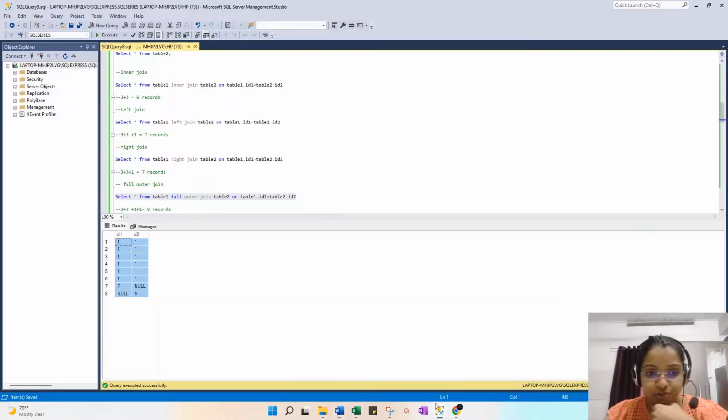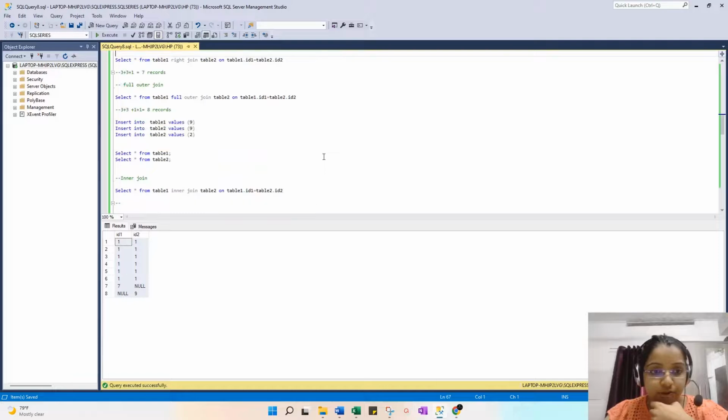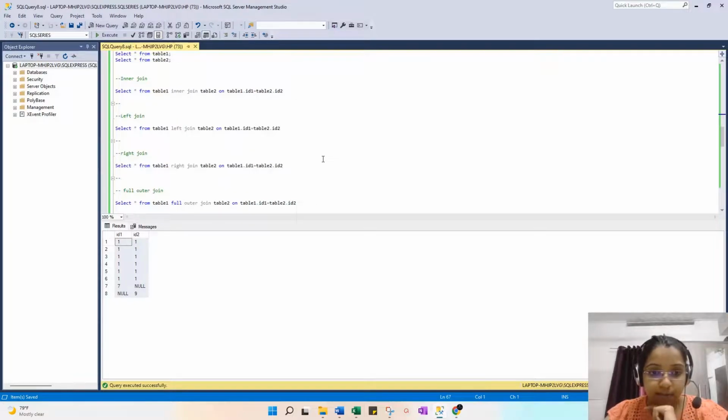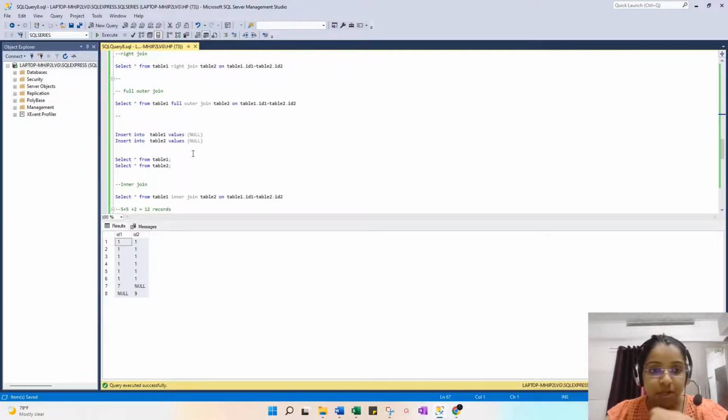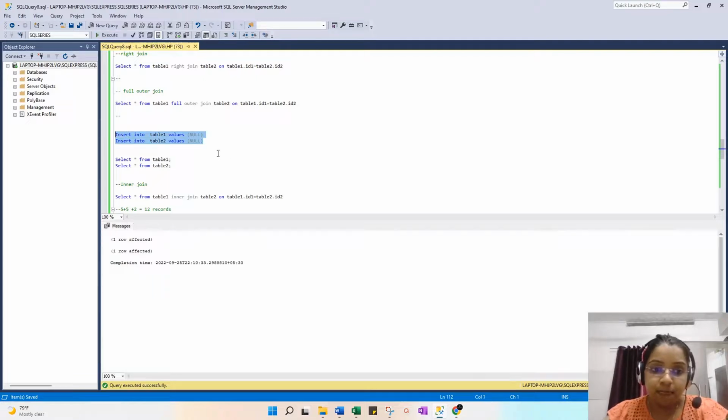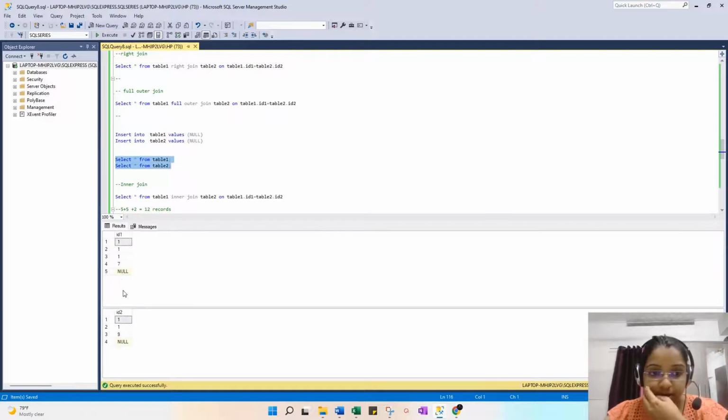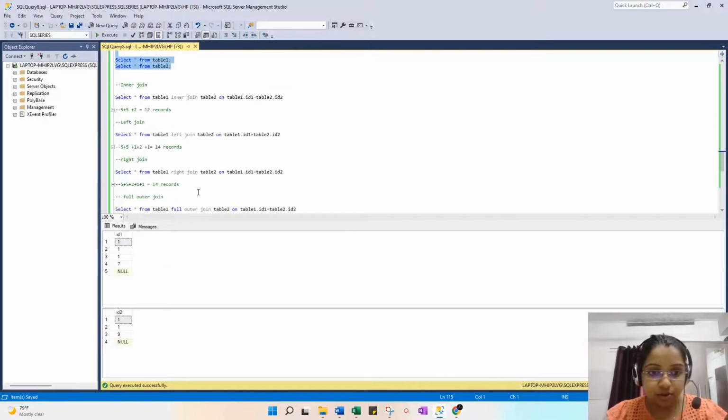One more thing I will show you. If null values are coming, that is also one more possibility, right? So I am inserting two nulls into table 1 and table 2, and then the tables look like this. So I will write this code here.